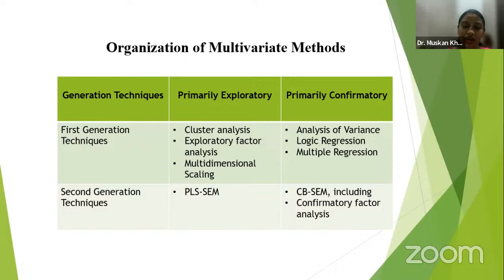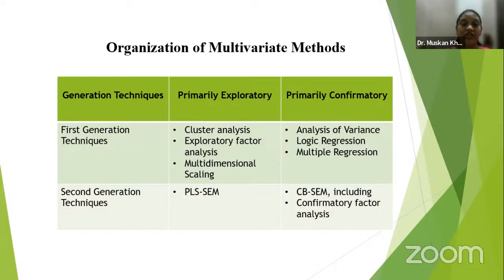But nowadays, researchers are using second generation techniques. That is, if we are trying to explore some new theories, we have to use PLS-SEM. Or if we are trying to confirm some theories, for example, we have social exchange theory, leader-member exchange theory, and stimulus theory. If we take the variables from these theories and try to confirm their relationships, then we have to go towards CB-SEM, that is covariance based SEM, including confirmatory factor analysis.